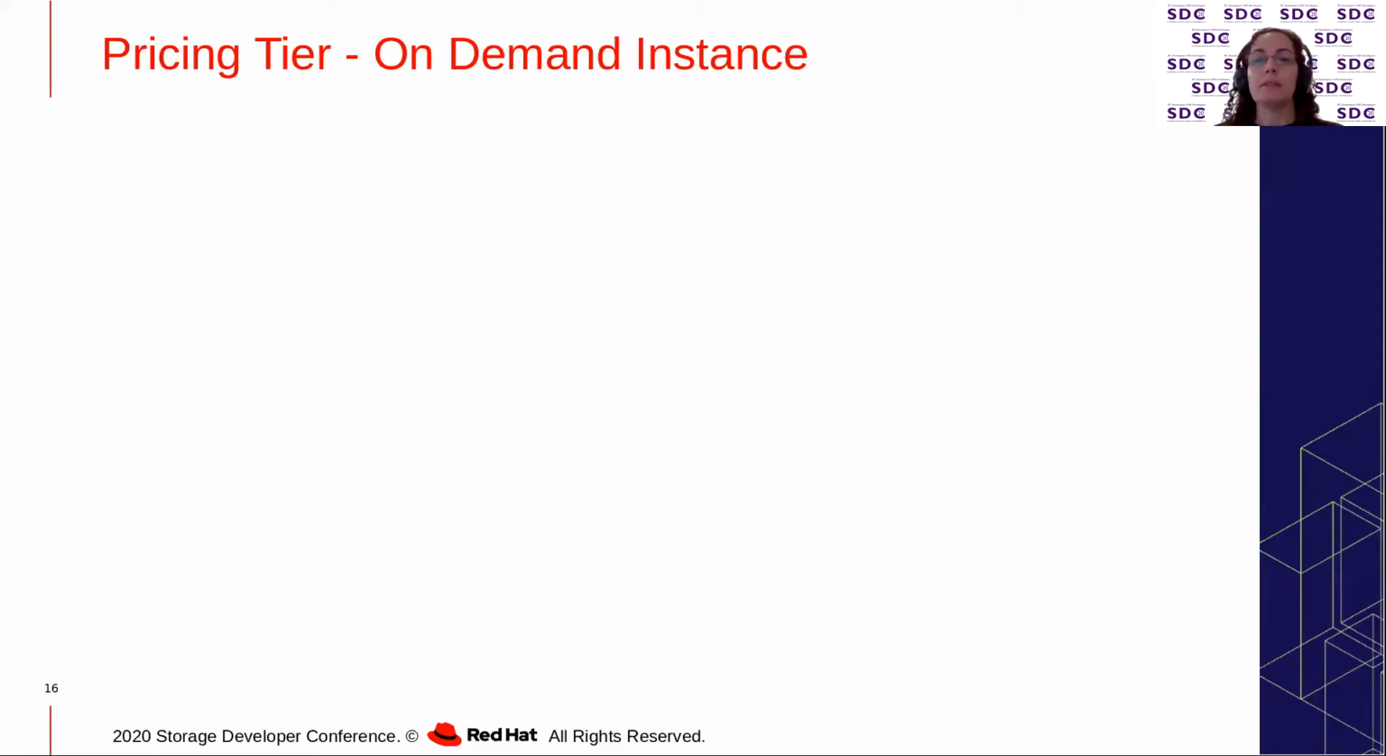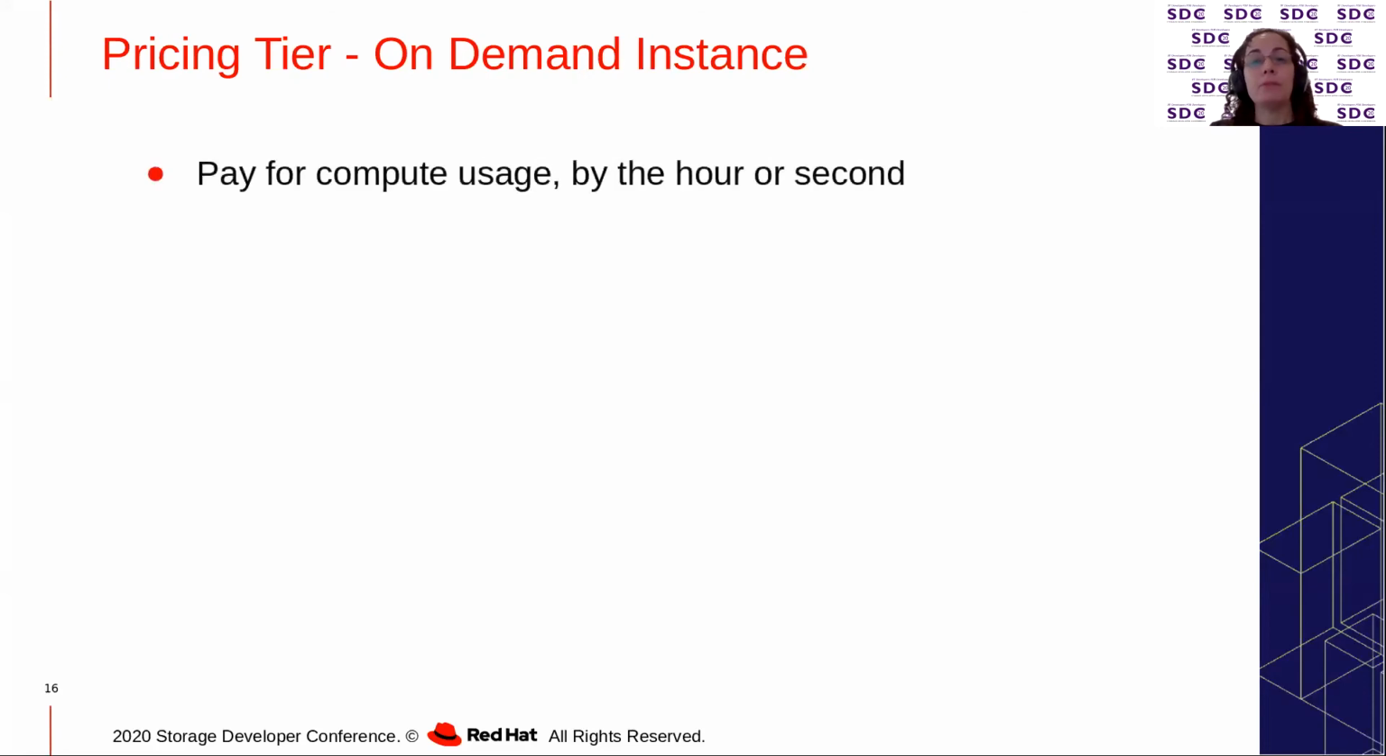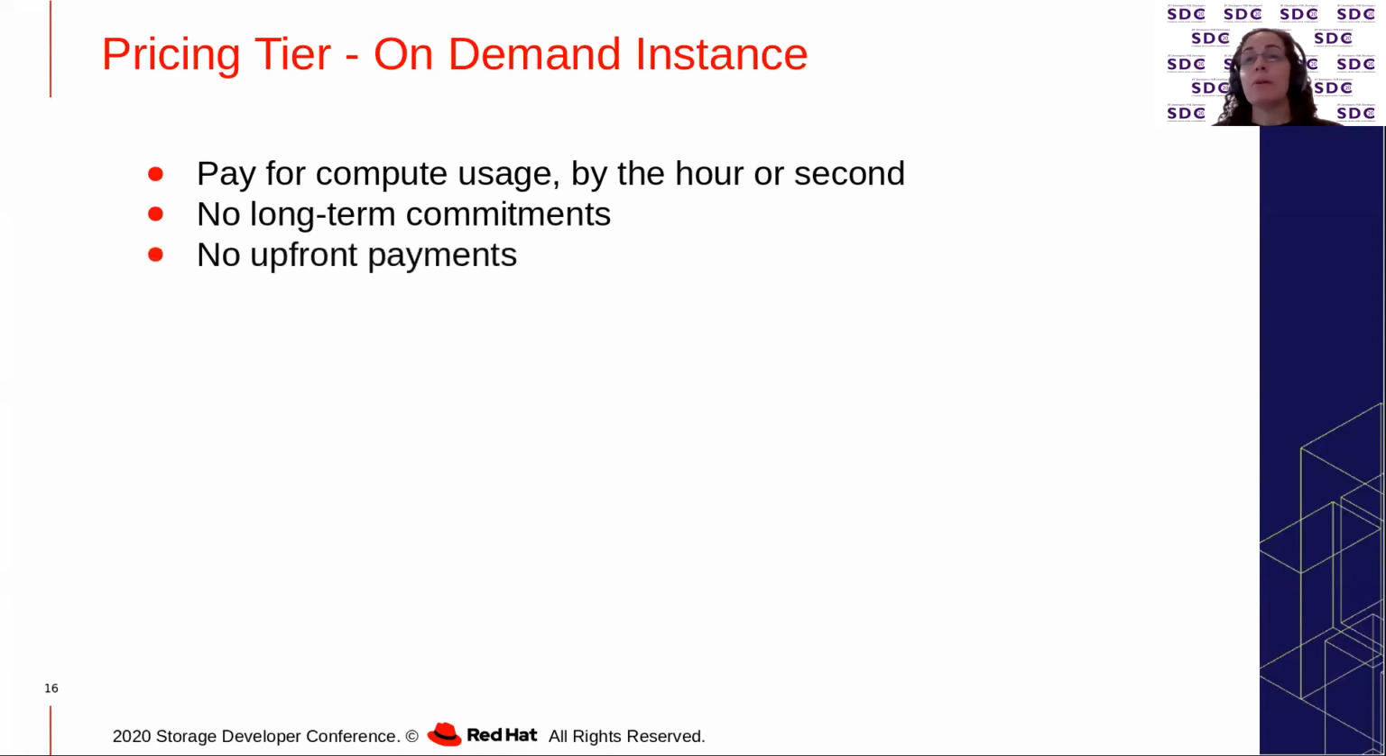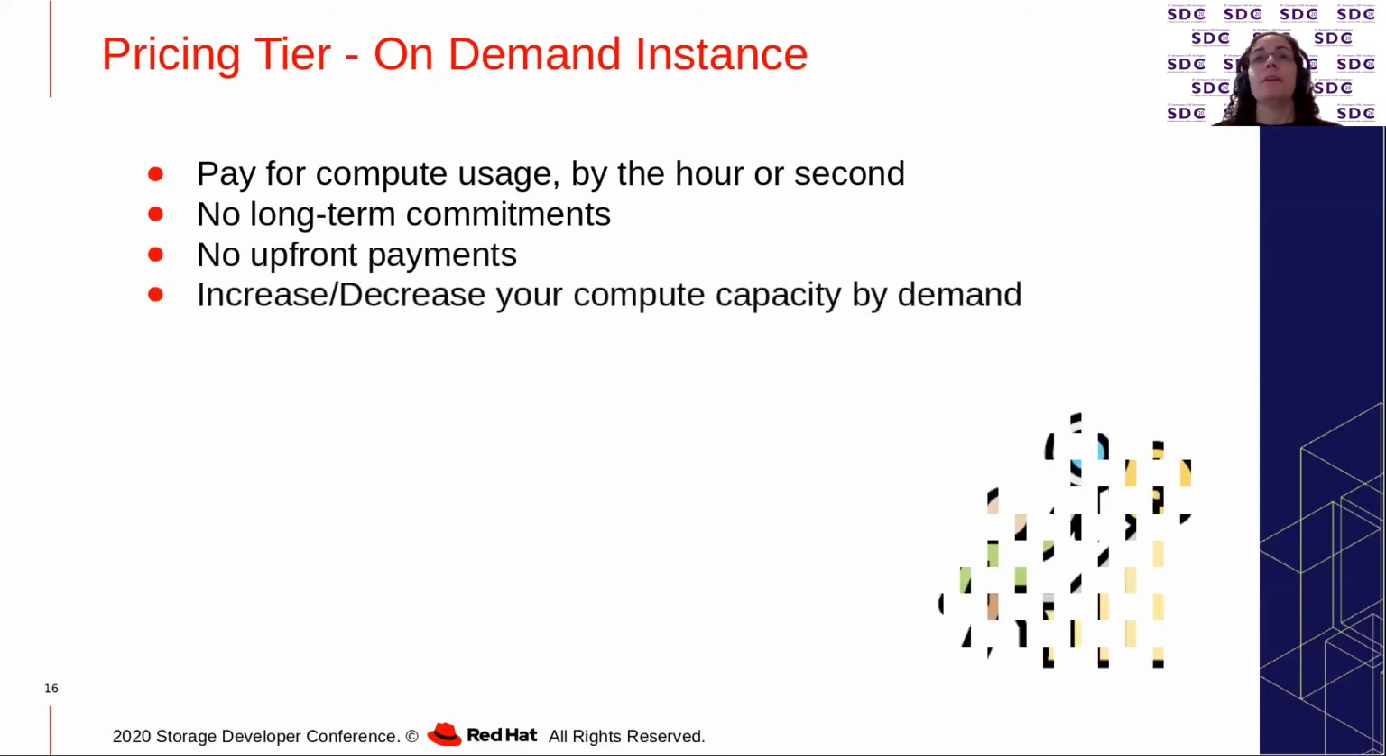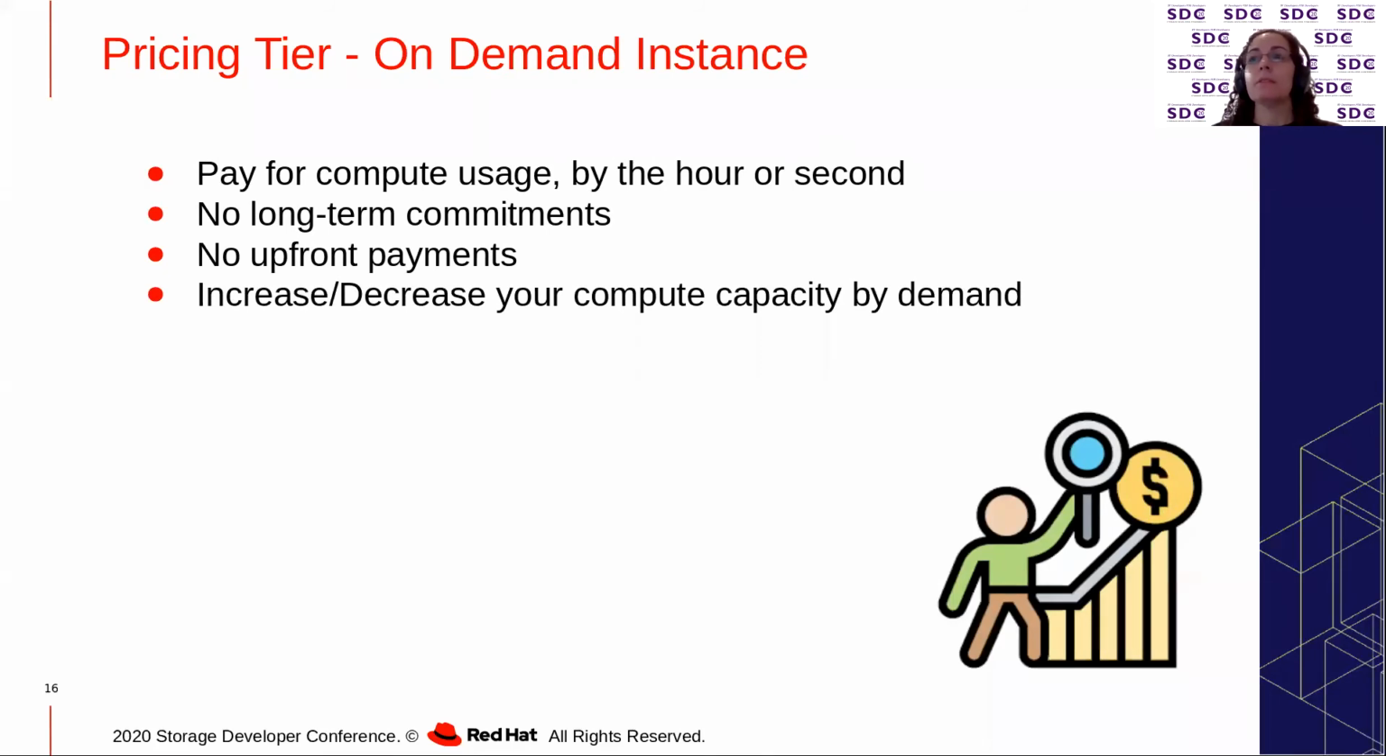The on-demand instance is the most flexible one. You pay for usage by hour or second. When you no longer need it, you just terminate it and stop paying for it without any long-term commitment. You are not required to make any upfront payments. It's very flexible. You can just decrease your number of compute instances on demand, but it's the most expensive one. You should leave those kinds of instances for unexpected surges of required capacity.